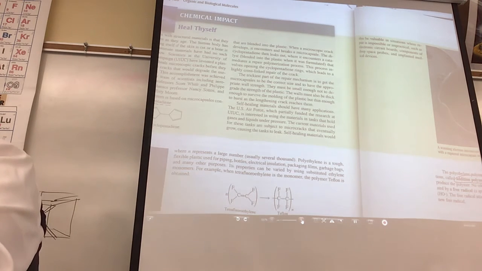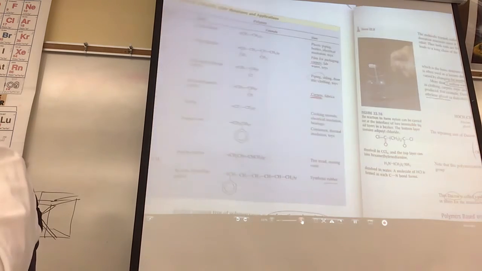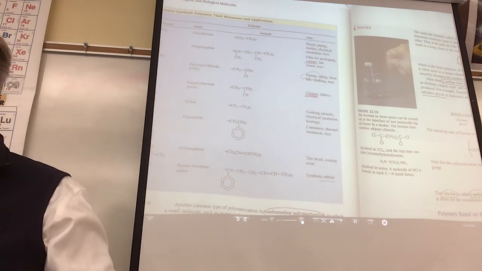But here's what they used, this stuff here. Okay, that's enough of the brand name. So now, what I'm going to do is get into this packet.